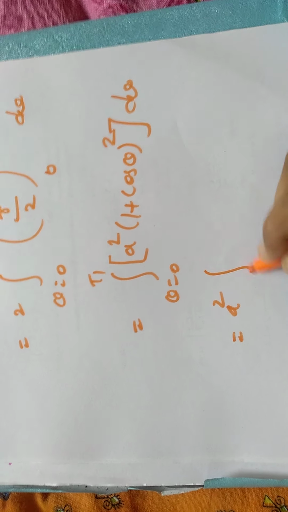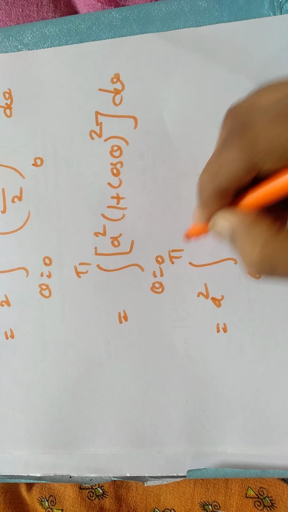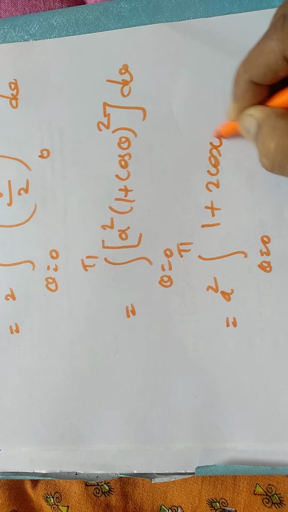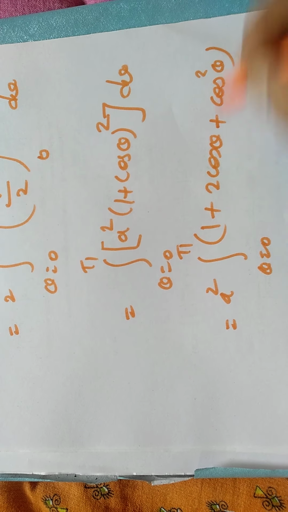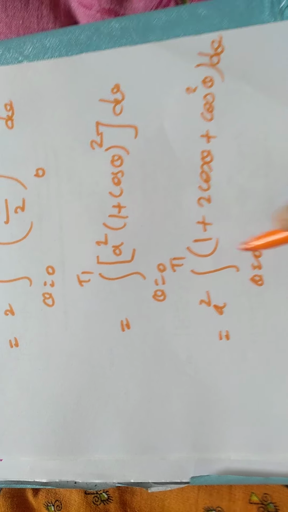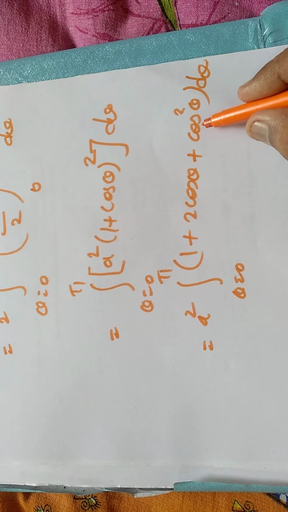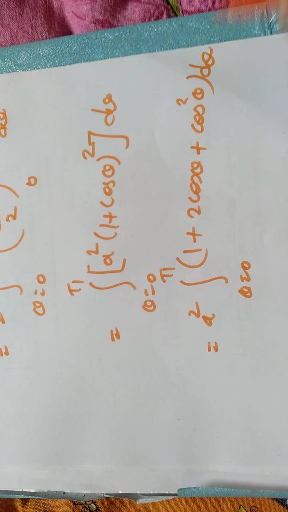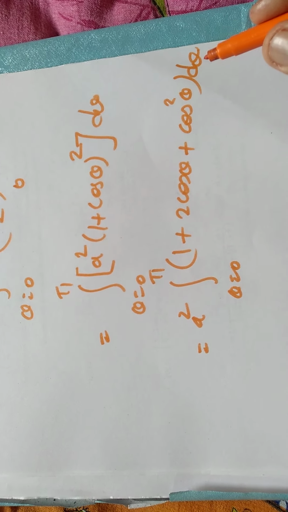So it is a square. Okay. Now only one single-dimensional integral is left, so you can do that. Square that: 1 plus 2 cos theta plus cos square theta. Correct? And this integration you have to do now. For cos square integration, either you can use the reduction formula technique, or cos square you can put in terms of cos 2 theta: 1 plus cos 2 theta by 2. We'll stop here. Okay.